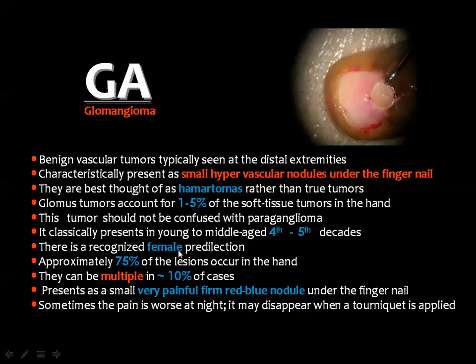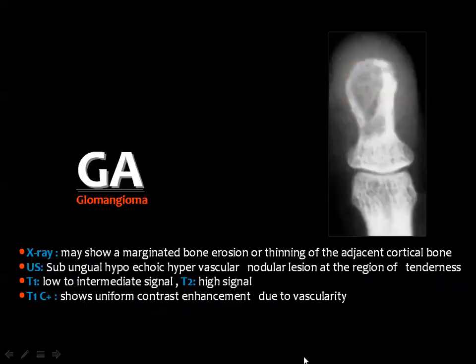It is recognized in females more commonly than males, especially in the fourth and the fifth decades of life. Multiplicity is seen in about 10% of the cases, and 75% of the lesions are seen in the hand. This lesion is a small and very painful, firm red-blue nodule under the fingernail. Then, if you have the plain X-ray, you may see some osteolysis or bone rarefaction in the terminal phalanx of the affected finger.